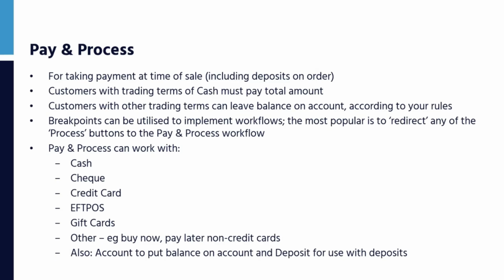So Pay and Process itself can work with cash, check, credit card, EFTPOS, gift cards, and other, which can encompass things like your buy now, pay later sort of non-credit cards, or any other categorization that you would like. And then there's also the account option to put the balance on account, and the deposit option for use with deposits as well. So you can define your own under those headings as well. So if you did want to separate out your credit cards, you can have multiple credit card pay and process types as well.